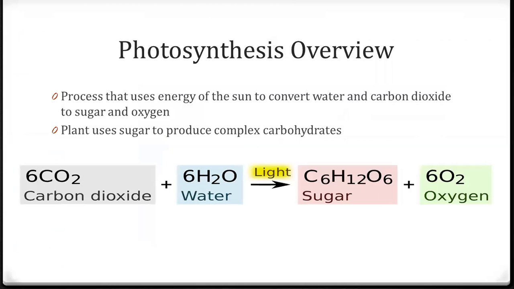Photosynthesis is the process that uses energy of the sun to convert water and carbon dioxide into sugar, glucose, and oxygen. So the plant uses sugars to produce complex carbohydrates that the plant uses as nutrients. Okay, so carbon dioxide, these are the symbols and these are the words. So 6CO2 plus 6H2O yields C6H12O6 plus 6O2. The light means that light is also added. And the words are carbon dioxide plus water makes sugar and oxygen.